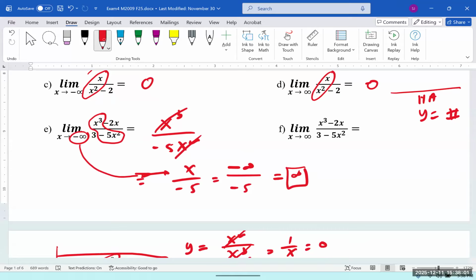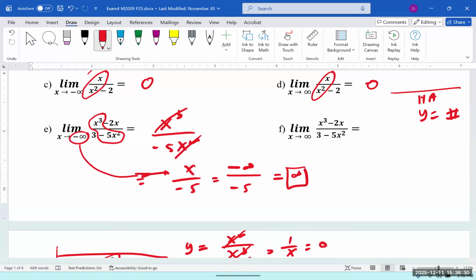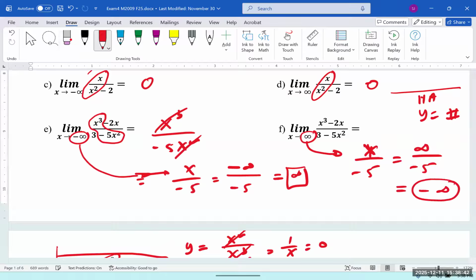So when the numerator is bigger, show me your substitution. But when the denominator is bigger or when they both have the same power, you don't need any work. Okay. So same scenario here, you have limit x is going to, I don't need to write infinity. So we have 1 over negative 5, and then you substitute, sorry, x over negative 5. You substitute infinity, you get infinity over negative 5, which is negative infinity.